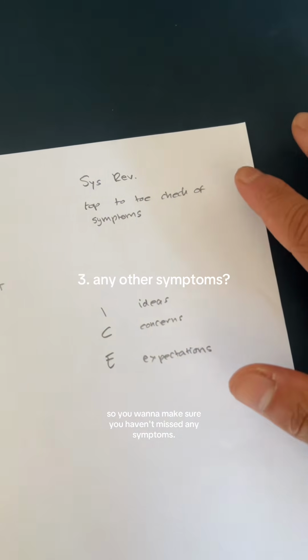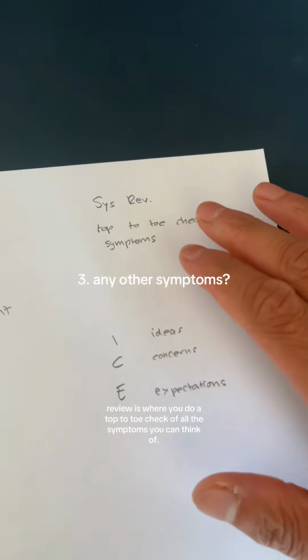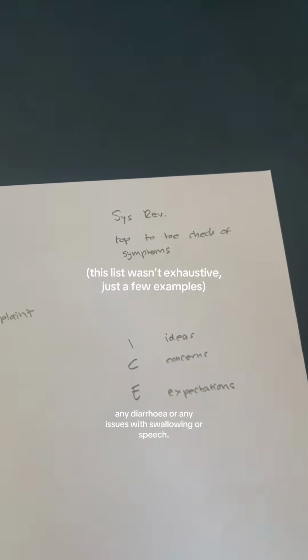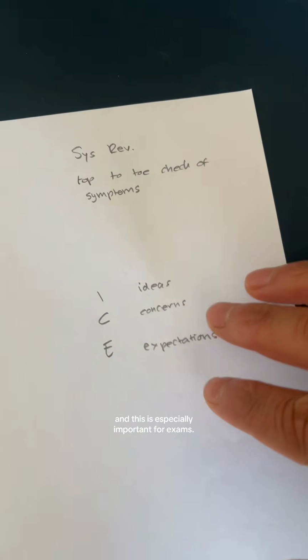Then you want to build a very broad picture. So you want to make sure you haven't missed any symptoms. So a symptoms review is where you do a top to toe check of all the symptoms you could think of. So you ask them about key things like chest pain, shortness of breath, any vomiting, any diarrhea, any issues with swallowing or speech.